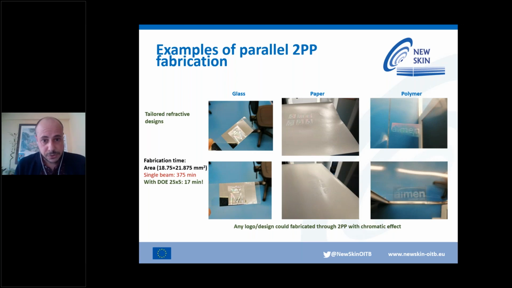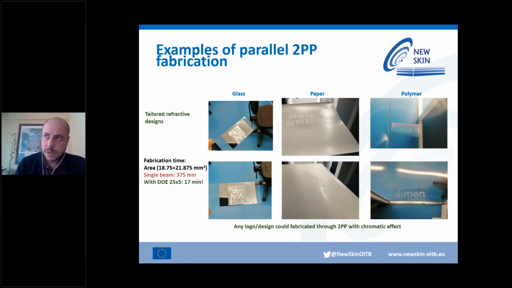We can also fabricate diffractive structures that present a colorful effect on different kinds of substrates by using this technique. For example, this is an example of the fabrication of the Spanish Royal Mint logo on a glass substrate, then covered with a thin film of aluminum in order to improve the reflectivity of the sample. We have also produced the logo on a paper substrate with a very strong colorful effect, and also on PE polymers with the logo of our center.